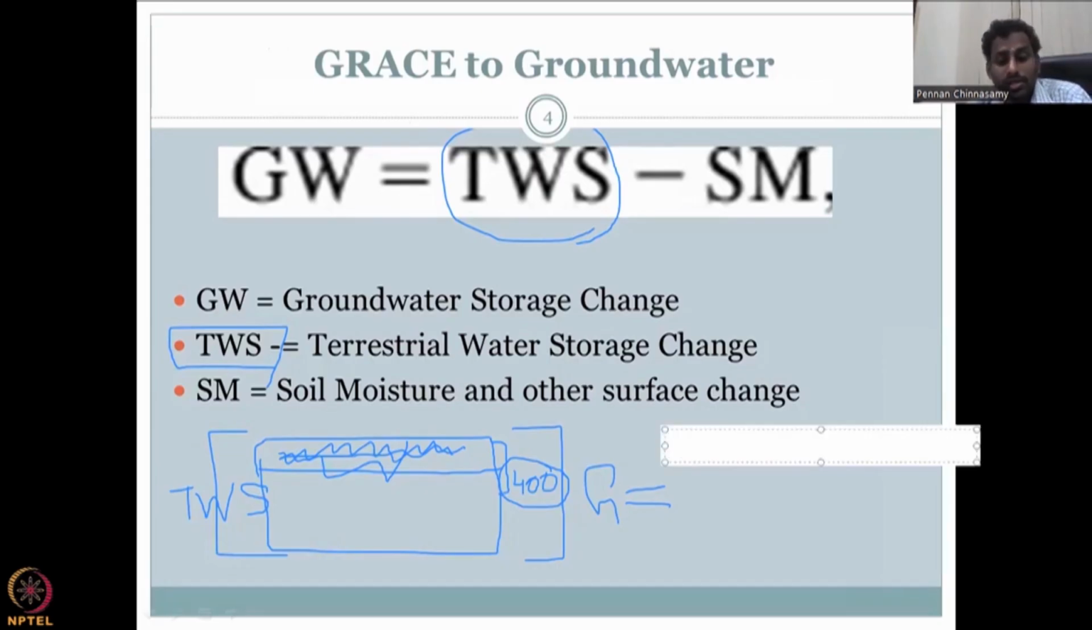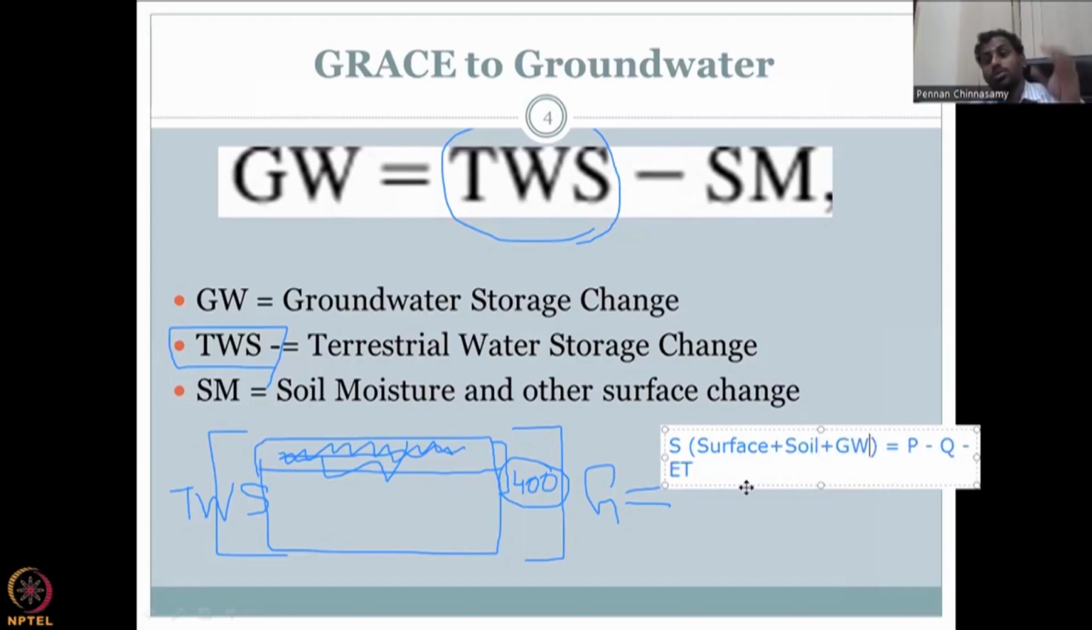We had storage change is equal to precipitation minus Q, which is the runoff, minus ET, and then plus the groundwater net. So the storage can also be taken to the other side, which is your surface plus soil plus groundwater, right? Is equivalent to the precipitation minus the runoff minus the ET.